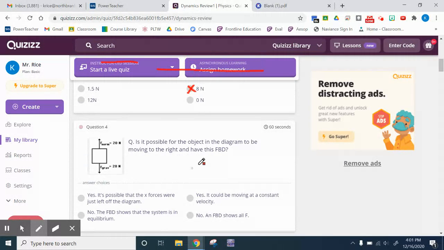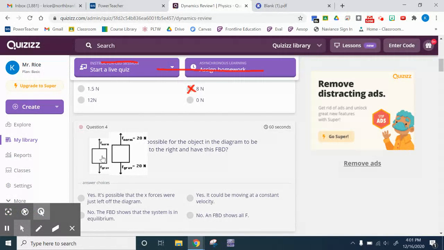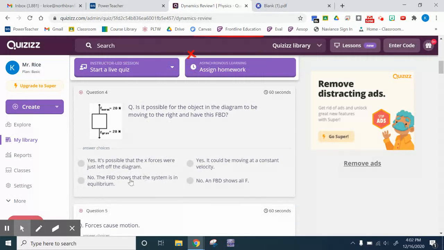Is it possible for the object in the diagram to be moving to the right and have this free body diagram? You can see you have a normal force up, force of gravity down. Yeah, absolutely. This thing could be moving along with constant velocity. It has no forces in the x and y direction, but it could definitely be moving at a constant velocity in equilibrium. So yes, it is possible. It could be moving at a constant velocity.